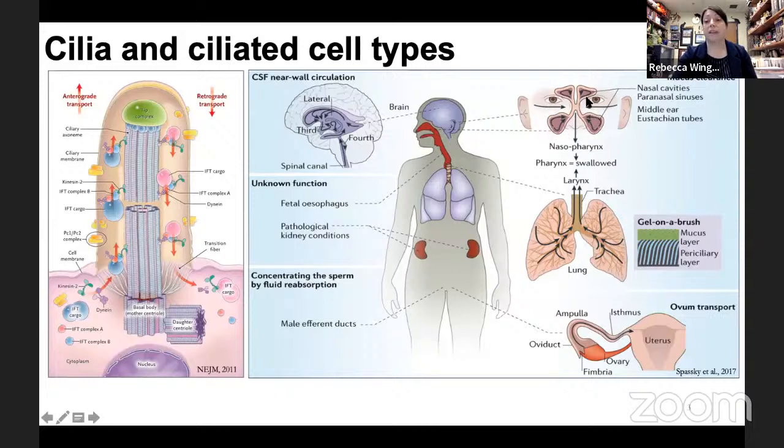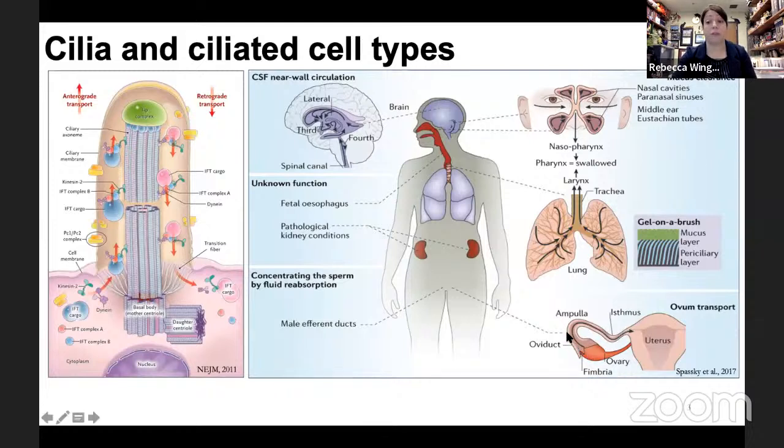Similarly, multiciliated cells are located in the respiratory tract. Here they move mucus, and this is part of a way to clear debris and different pathogens that move into our lungs and respiratory tract. You can see that there are those bundles, and they interact with the mucus layer to help facilitate the movement of that mucus.